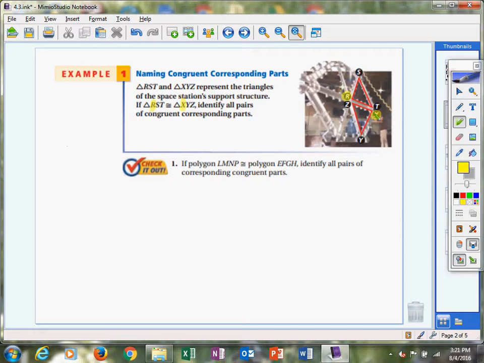So let's switch colors. Let's go to this green color. Now, let's go to the middle one here, S and Y, okay? So S and Y, all right? So those are going to align.